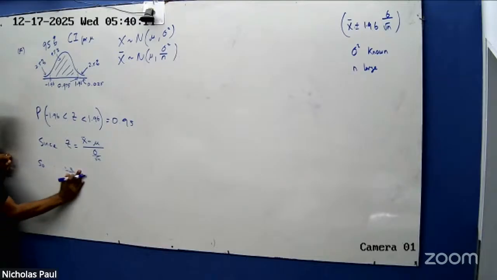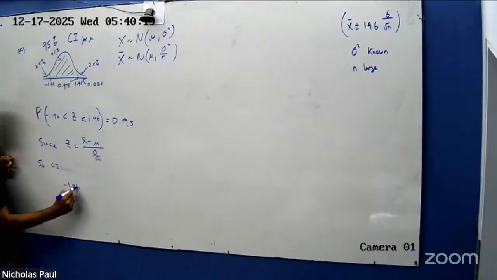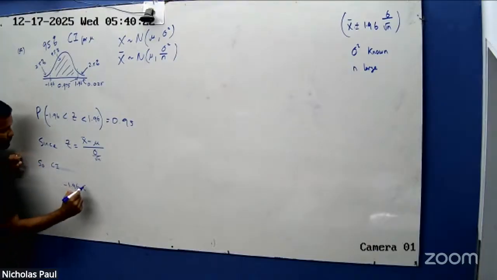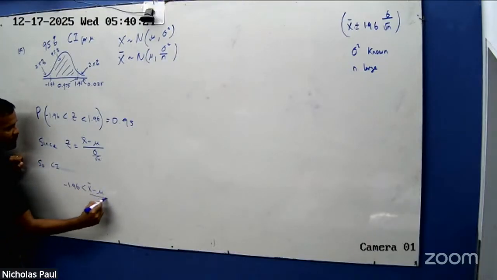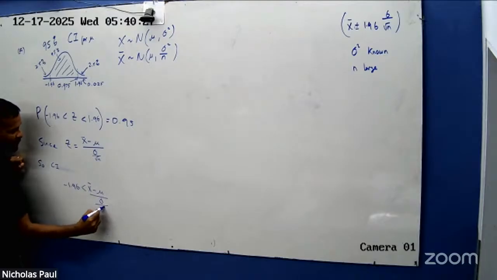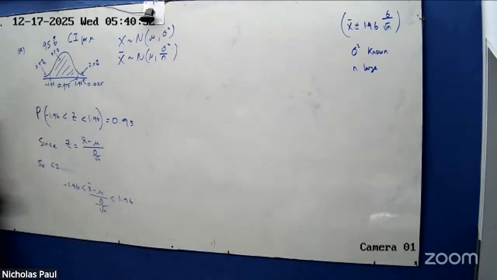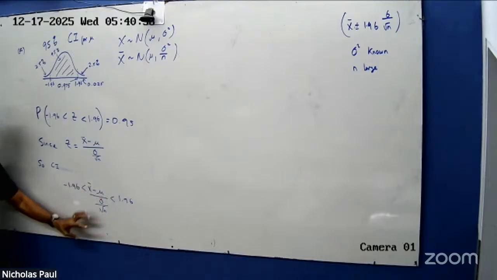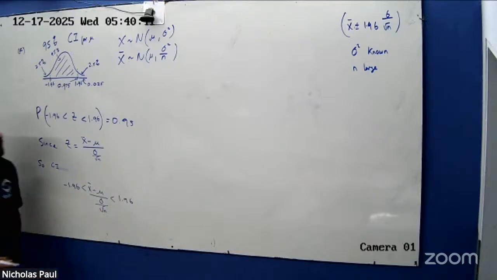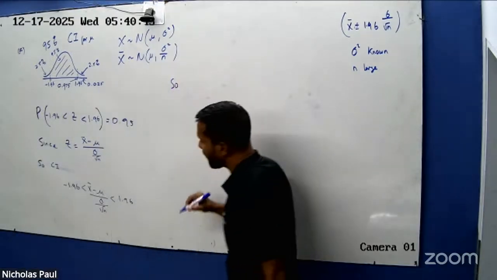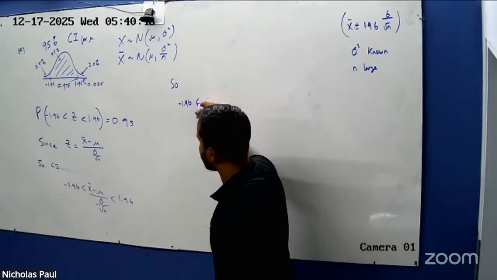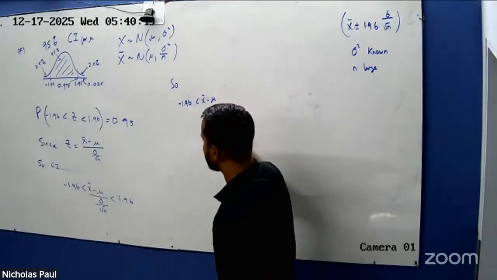The interval looks something like this. Minus 1.96 is less than X bar minus mu all over sigma on root n, which is less than 1.96. Okay with that? Now, let's focus on one side. Let's just do this side, then we do the other side. So, minus 1.96 is less than X bar minus mu all over sigma on root n.